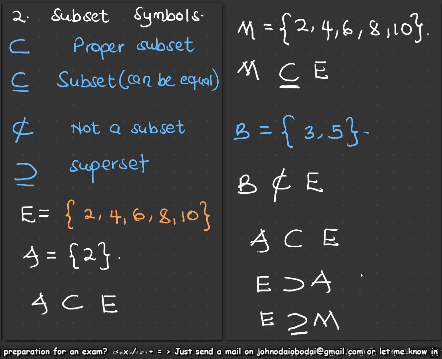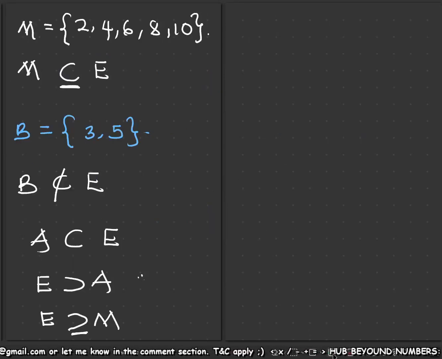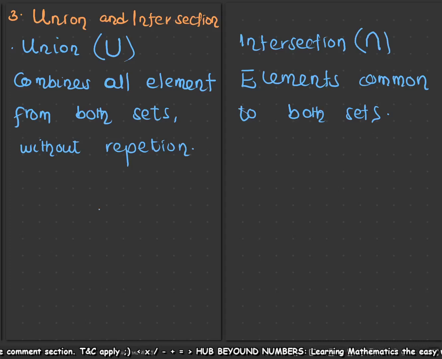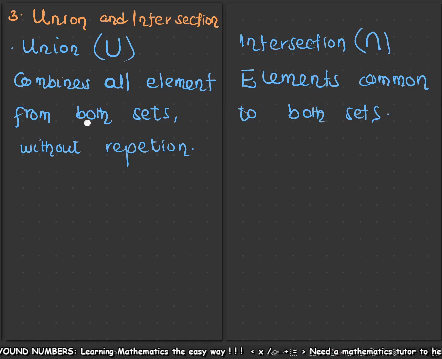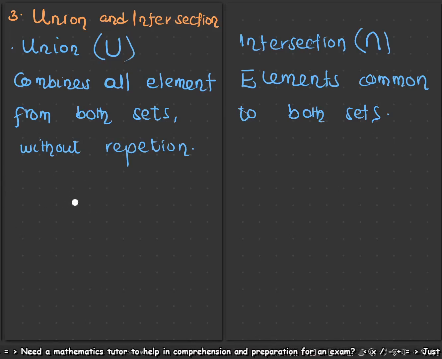So these are the symbols we use as subsets. The next set of symbols we'll be looking at is for unions and then intersections. Talking of union, what it does is it combines all the elements from both sets. So you have two sets and you want to combine them to form one set. We use the union to do that. And we'll be looking at an example shortly.